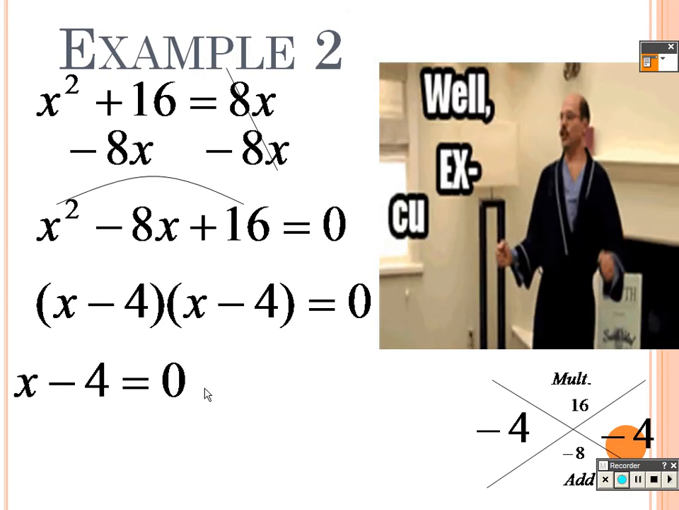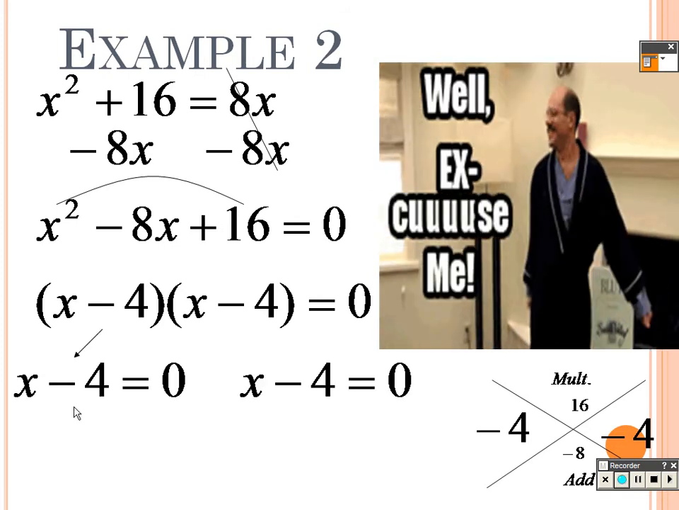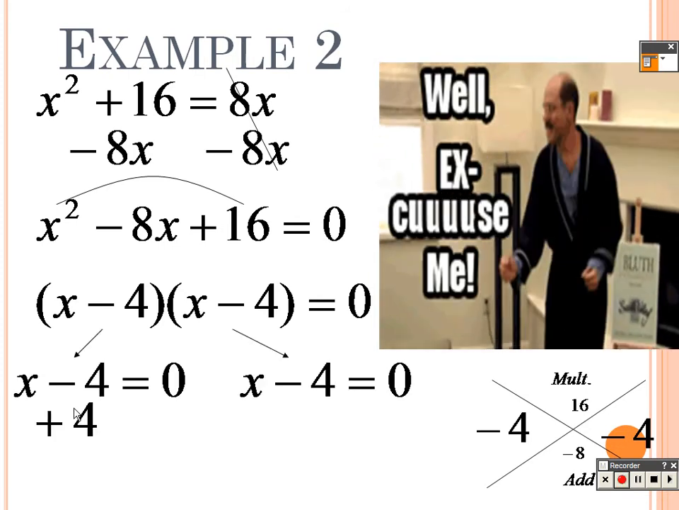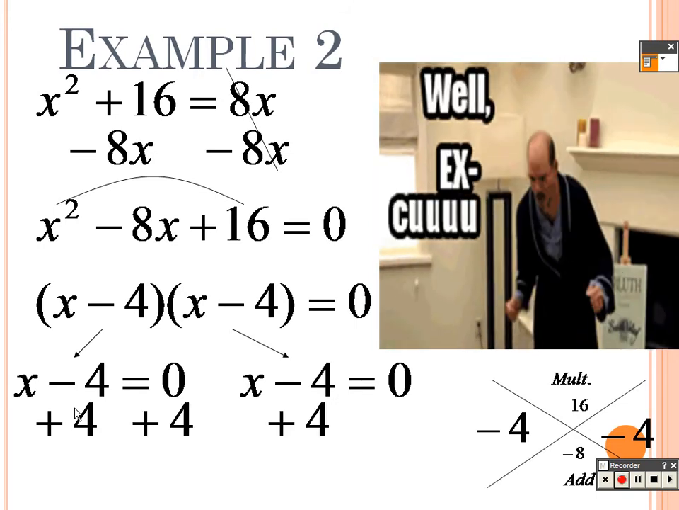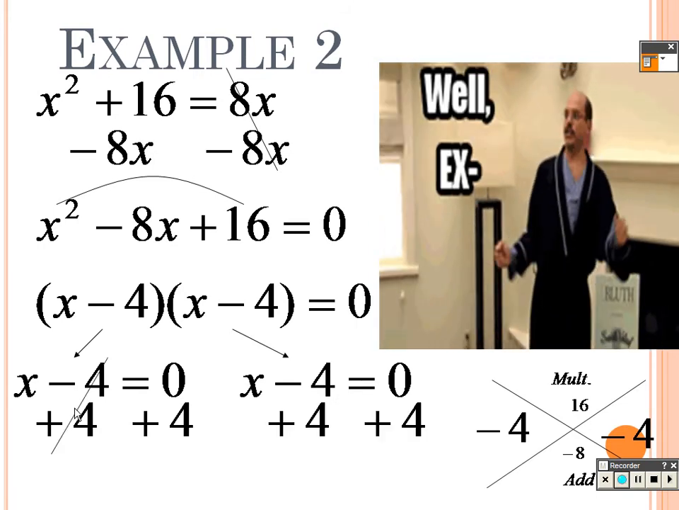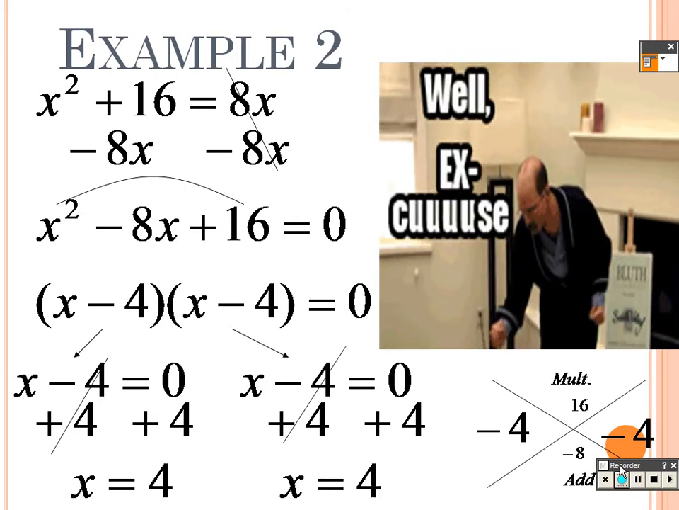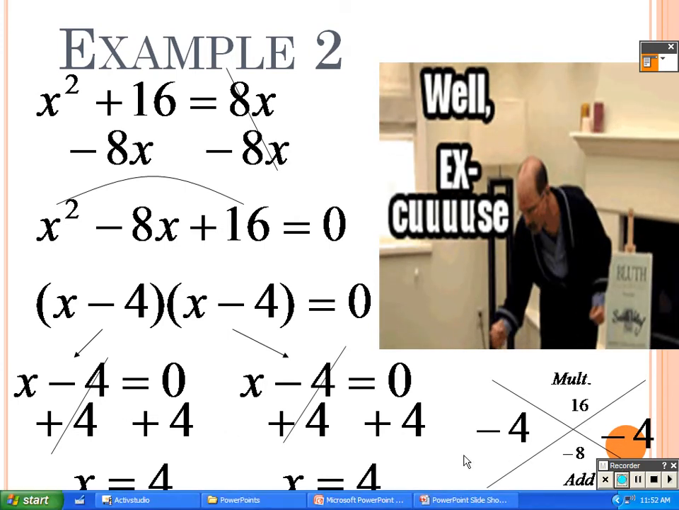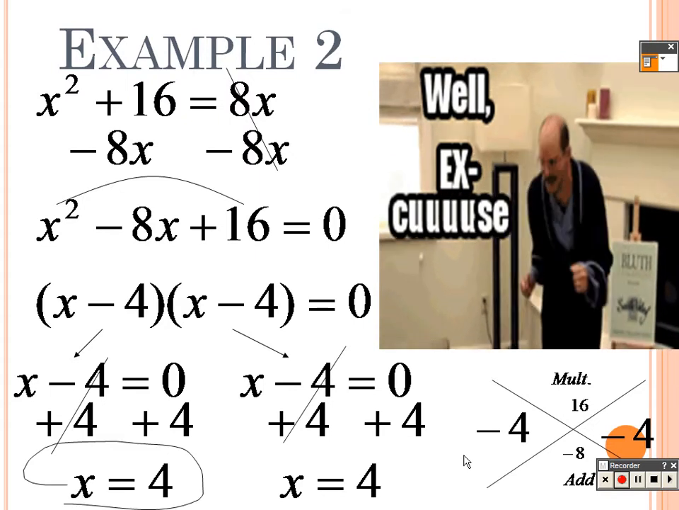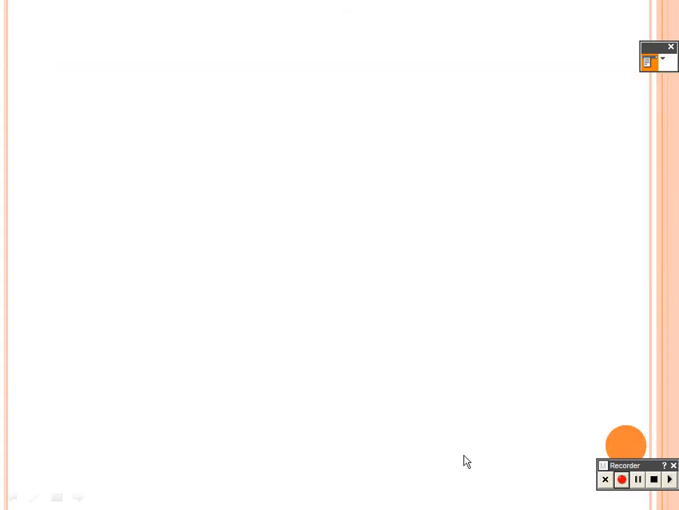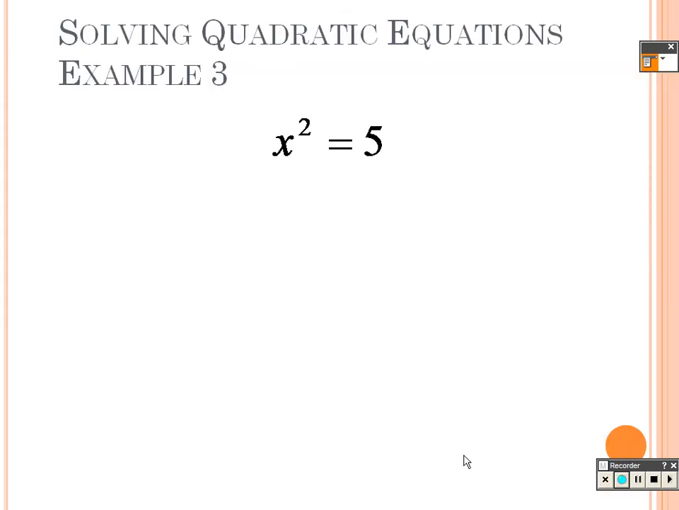When I separate each of those, I solve this one by adding 4 to both sides, so I get x equals 4 as an answer, and I get x equals 4 as an answer. So, game over, man. Solving quadratics this way.